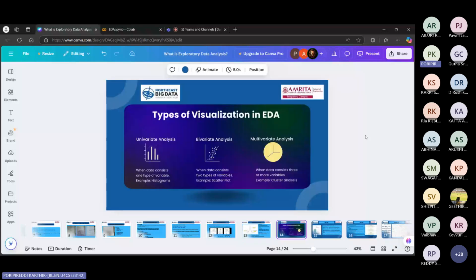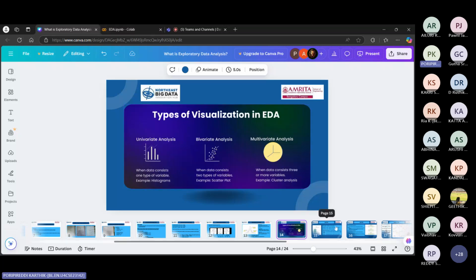Now, types of EDA. There are three types of EDA: univariate analysis, bivariate analysis, and multivariate analysis. Univariate analysis is used when the data consists of one type of variable, for example, histograms. And bivariate analysis is when the data consists of two types of variables, for example, scatter plot. Multivariate analysis is when the data consists of three or more variables, for example, cluster analysis.